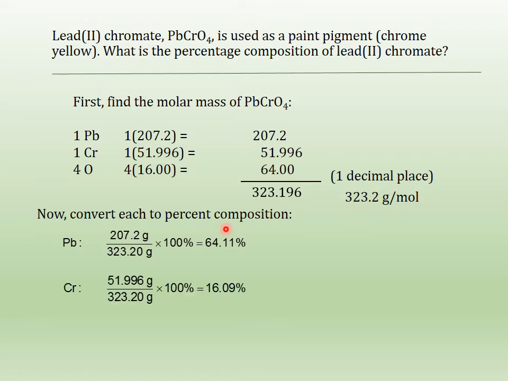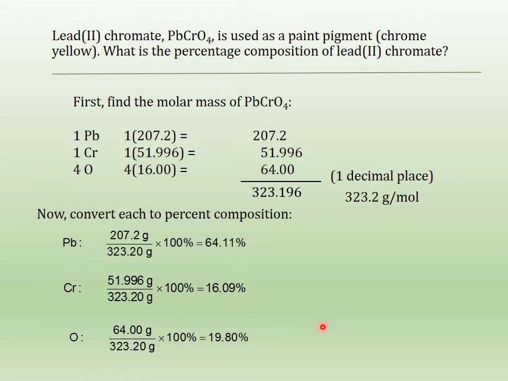So for lead, chromium, oxygen, all of these, what you do is you take the mass of lead and you divide it by the total mass times 100. The percent for chromium would be the mass of chromium over the total. Then for oxygen, it would be the mass of oxygen over the total mass. Multiply by 100%, and these are the percents you get.